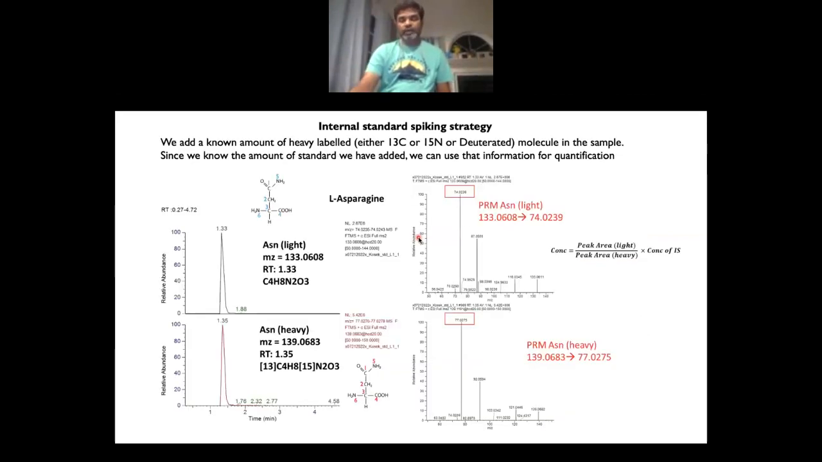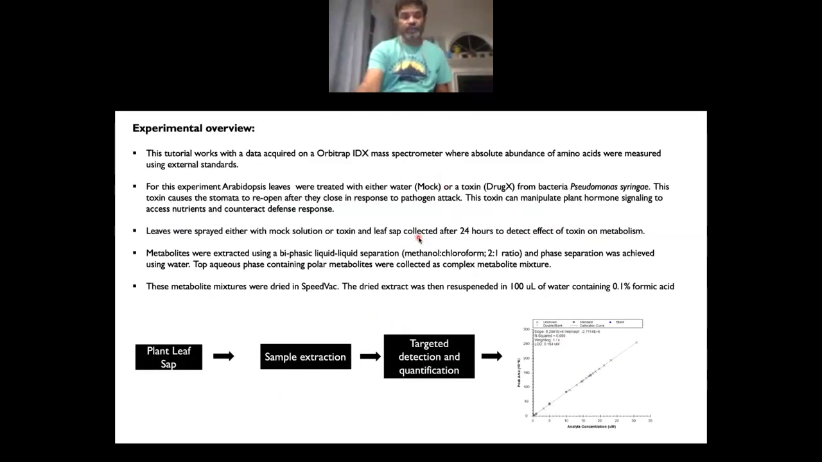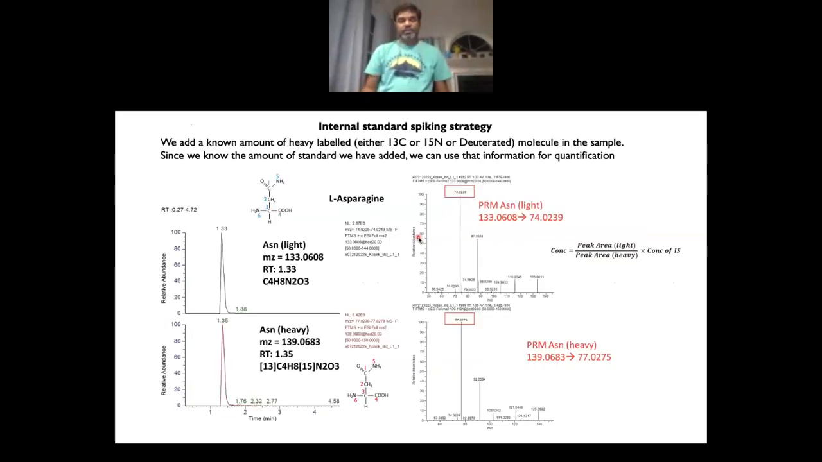Whenever we do any quantification, there are two strategies. One is called spiking of an internal standard. This method of spiking of internal standard is considered the gold standard method, approved by all the major agencies all over the world, like the FDA, and they want to see that every experiment is done using a heavy labeled standard.